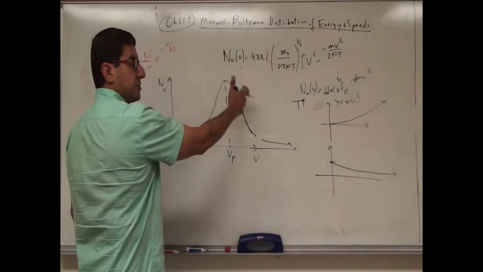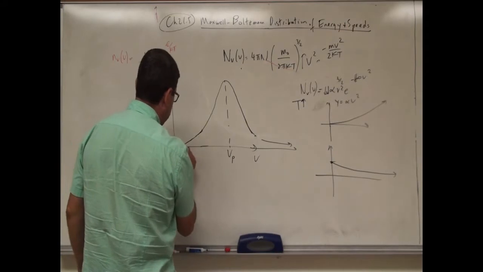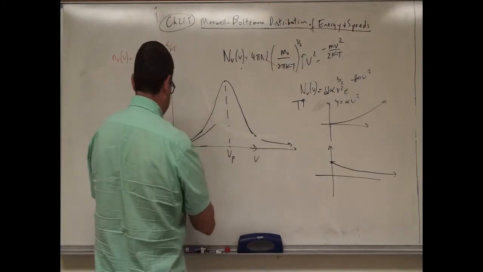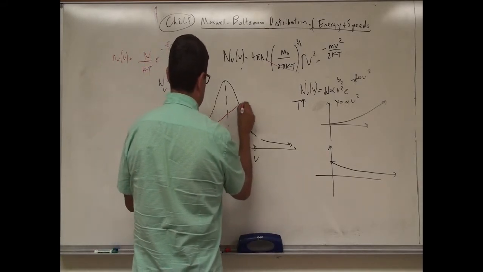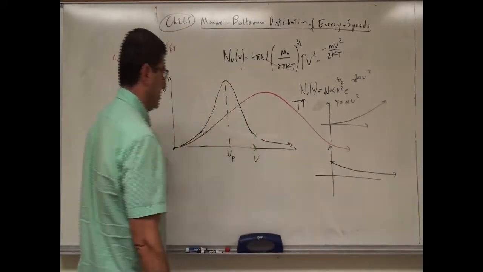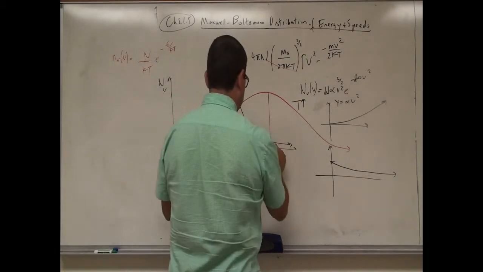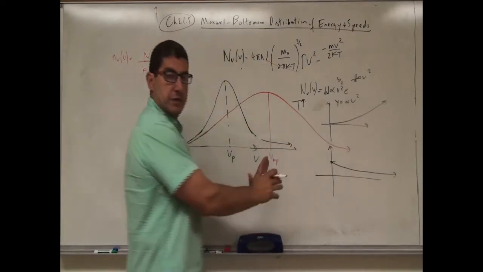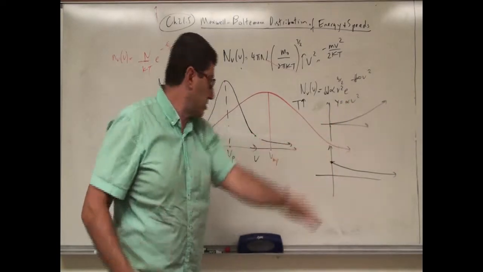So the shape of the function doesn't change, but the behavior changes in that it spreads out like this. Let's do it with a different color. Like this, like this, like this. You see? So one of the things that happens is the most probable velocity gets higher. That means the molecules are, in general, going to be traveling faster, right?